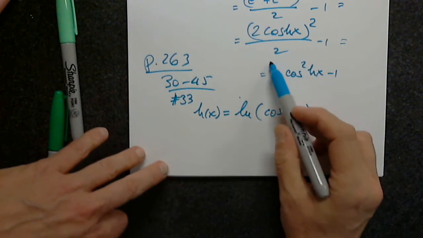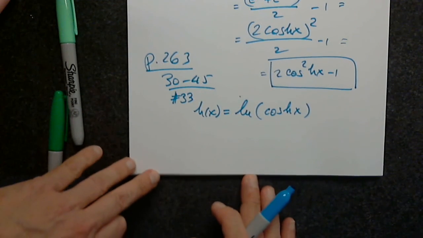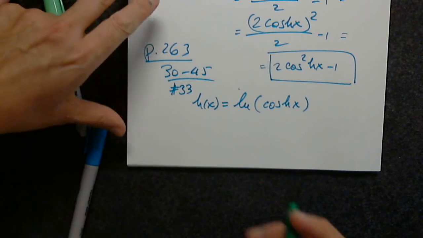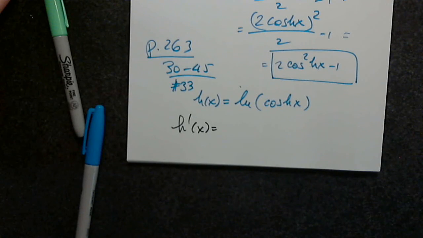So then we saw what the sum of the squares of the hyperbolic sine and cosine equals to. And then we're going to look at the difference also. So we are asked to differentiate. So h prime will be, what will you write?